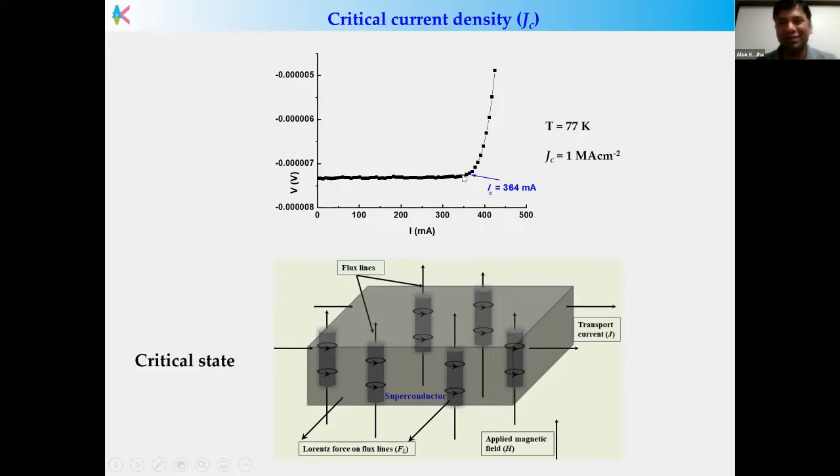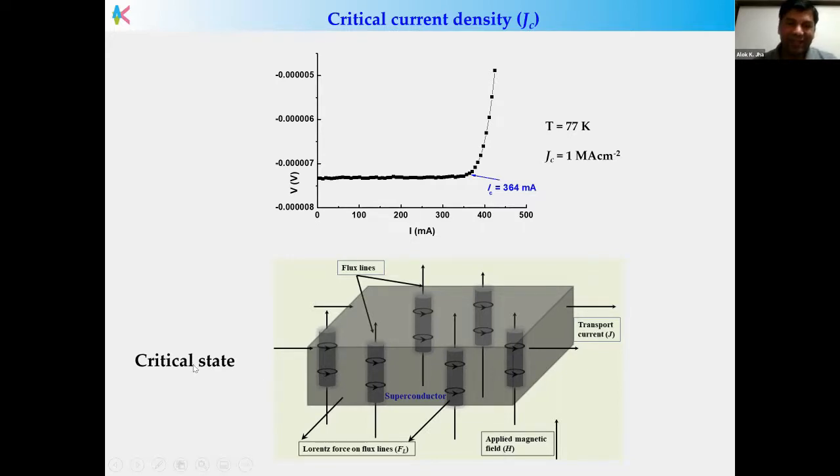If we flow some current larger than the critical value, then we see the appearance of voltage and the superconductor goes into the resistive state. It means it is no longer efficient. So there is energy dissipation. So we want this critical current to be as large as possible, also in applied magnetic field.